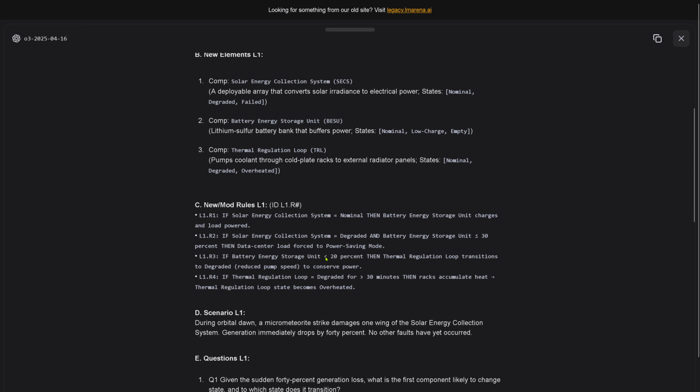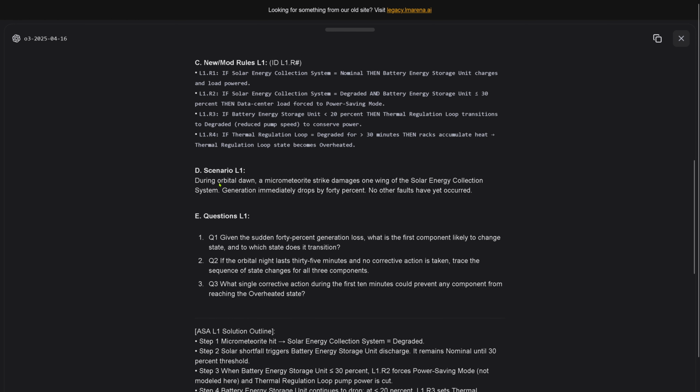If the battery energy storage is less than 20%, then the thermal regulation loop transitions to degraded to conserve power, and if the thermal regulation loop is degraded for more than 30 minutes, then the racks accumulate heat. Therefore, the thermal regulation loop state becomes overheated. So a very simple, physics-based connected reaction between those components.